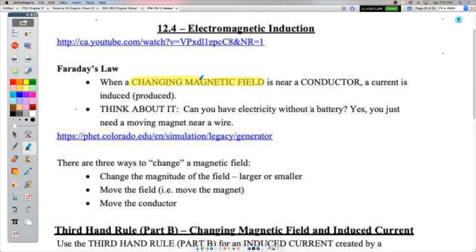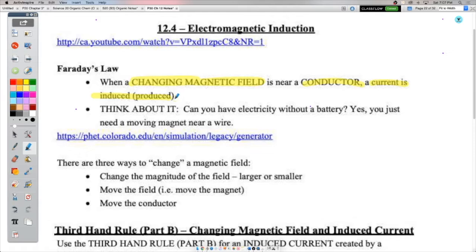So when a changing magnetic field is near something that would conduct, a current would be induced, or induce, again, just a fancy word for produced. So a current is induced when a changing magnetic field is put near something that would allow current to flow.